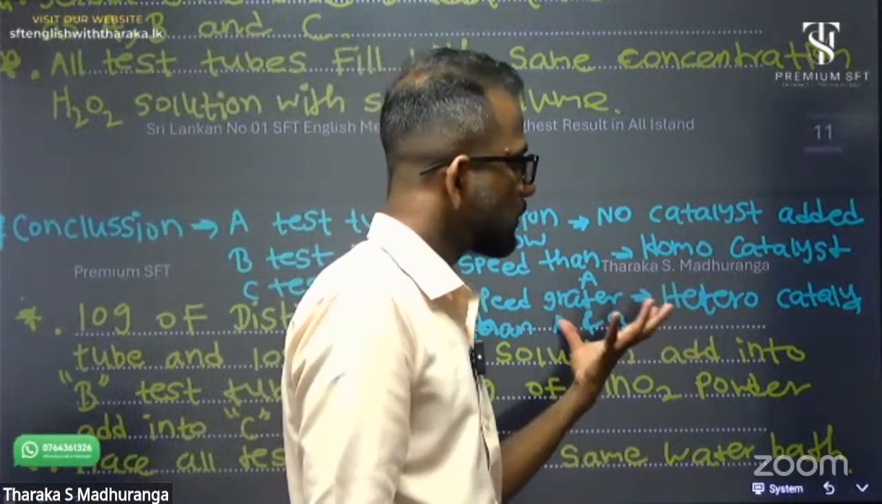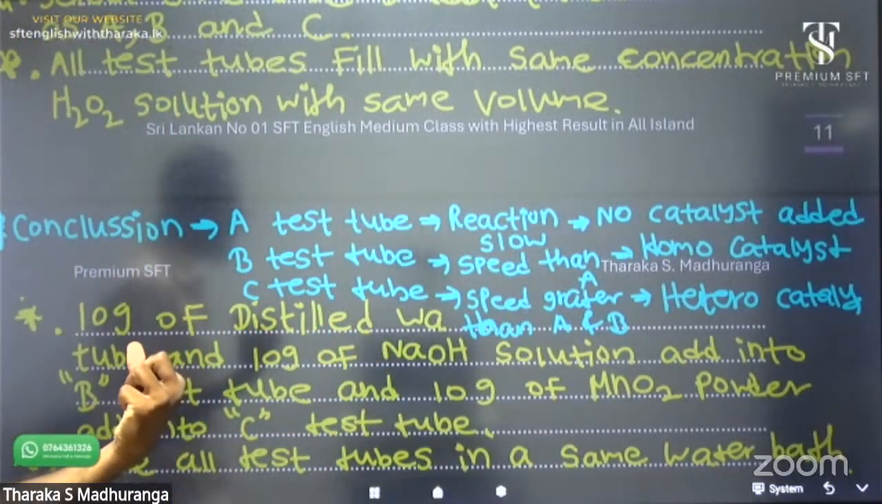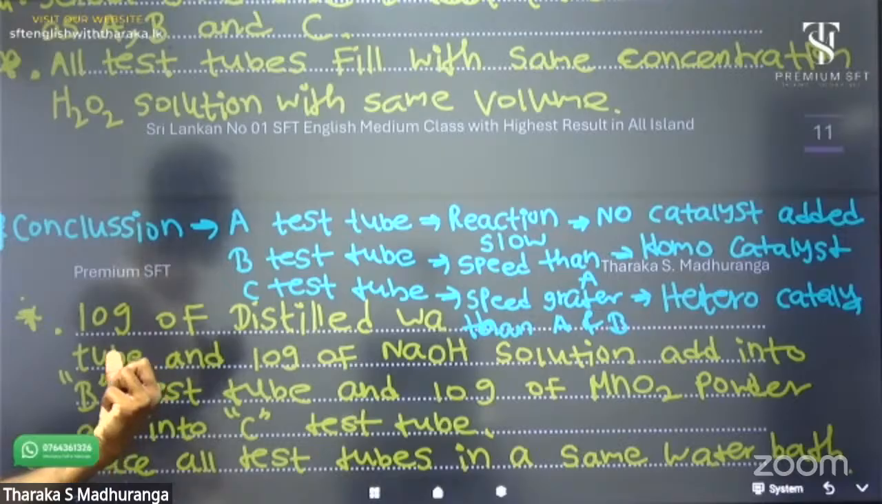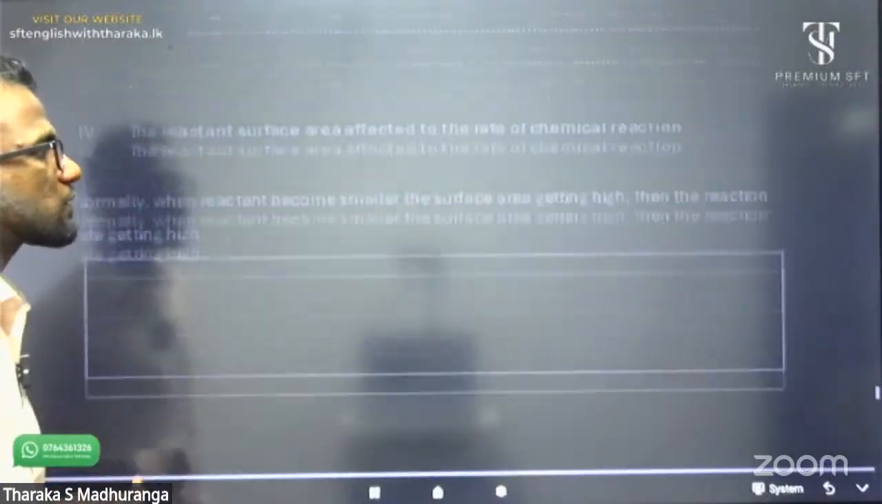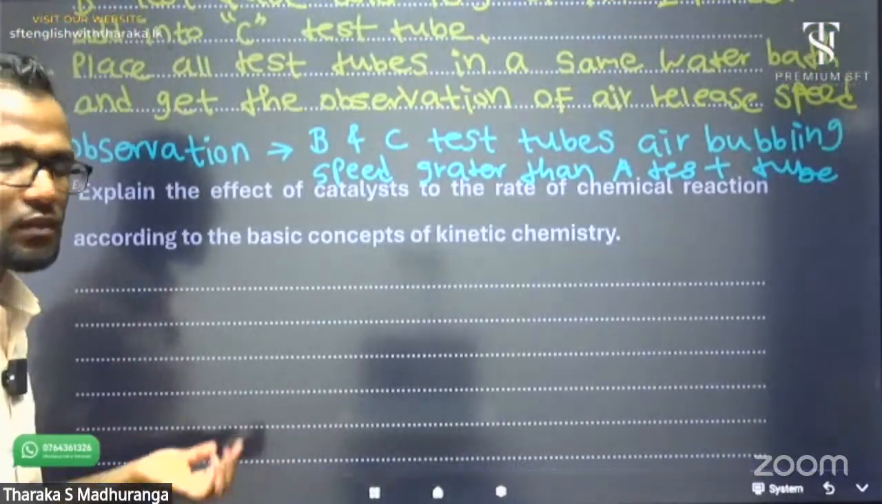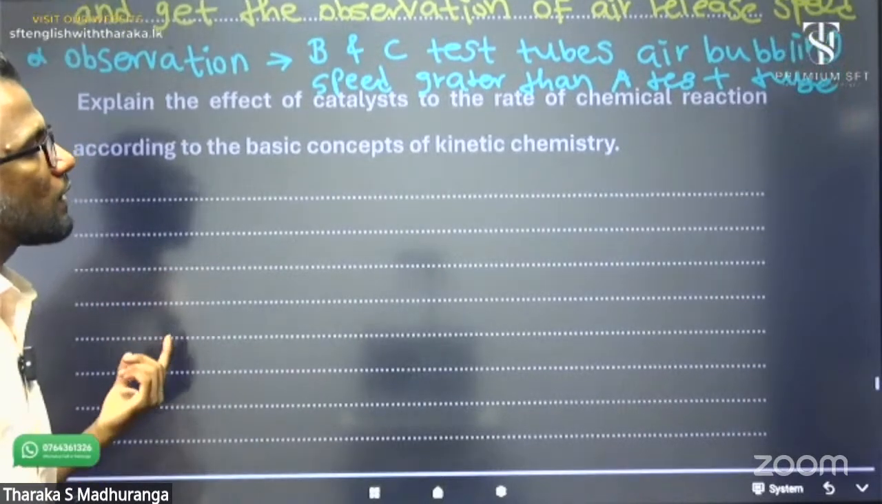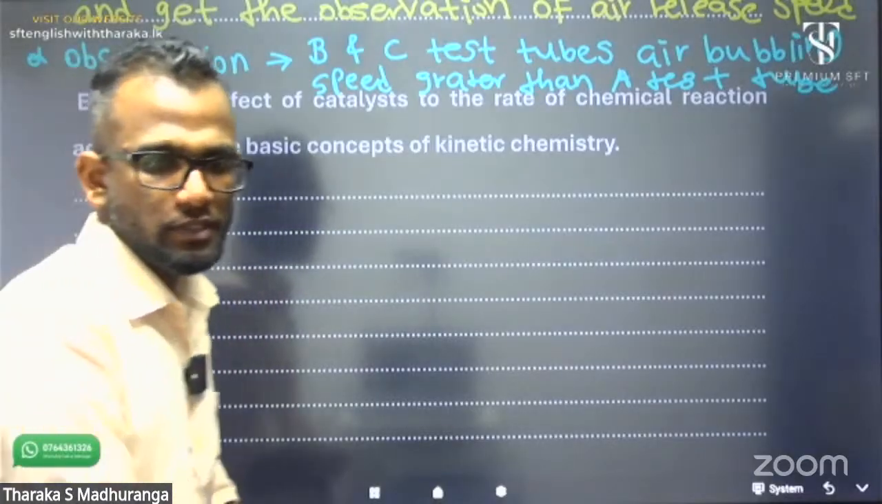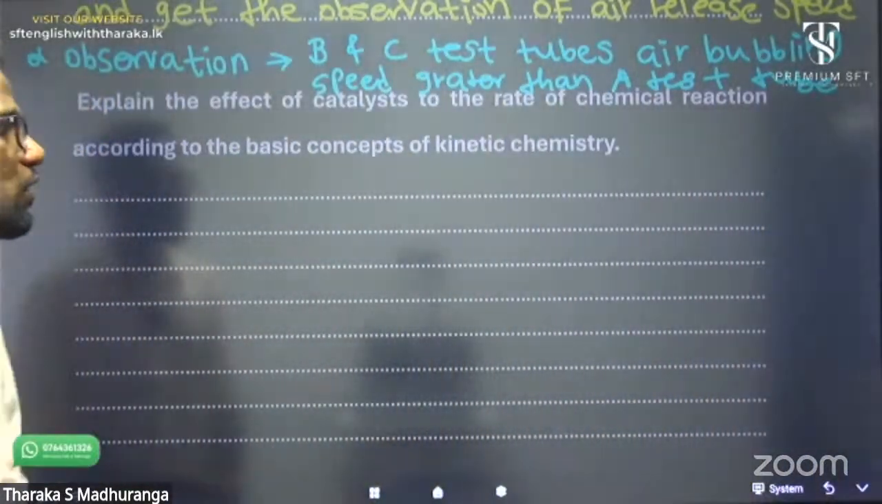Complete. Make the document okay to learn. Okay, simple thing. We have two more factors. Hurry. Explain the effect of a catalyst on the rate of chemical reactions according to the basic concept of kinetic chemistry. Okay.